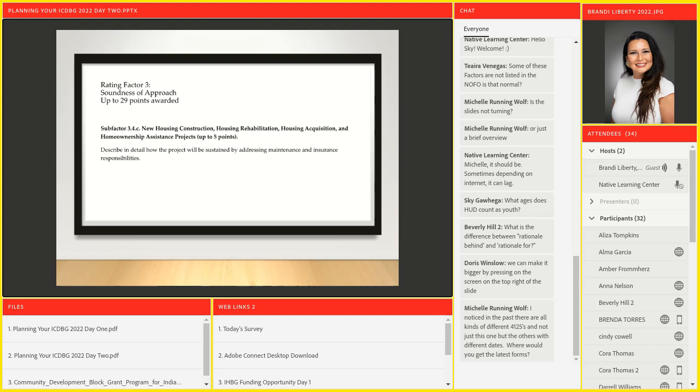And if there are also processes as far as damage by the tenant, if they're paying for certain things, and if it's just normal wear and tear, that the housing authority may cover that, really explain how the maintenance procedures of these projects are going to be carried out.